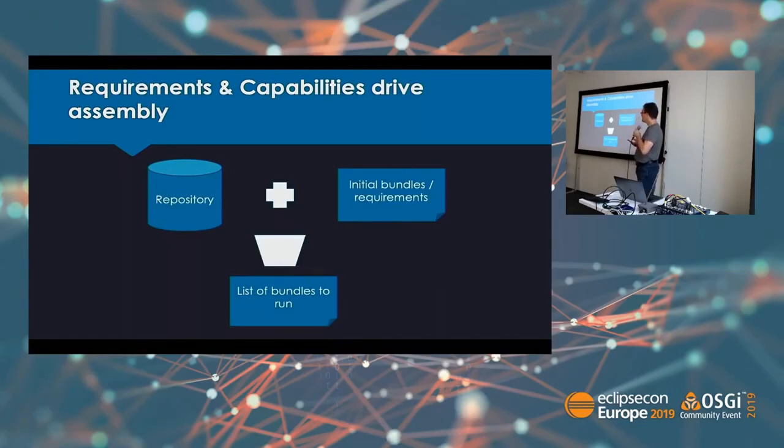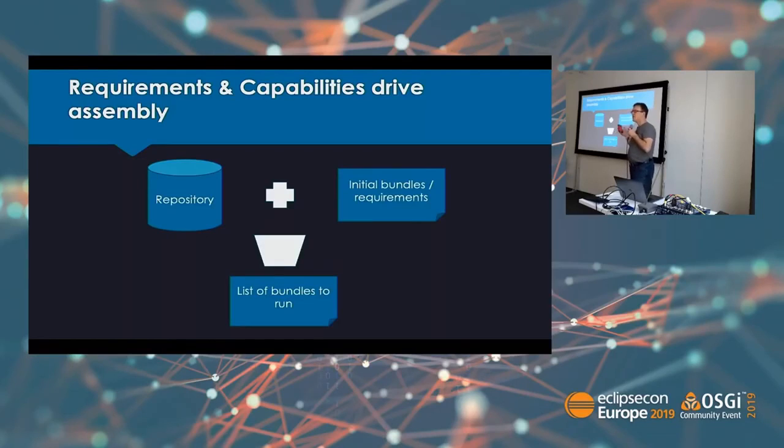And the way this works is basically with a repository. A repository is a list of bundles that might be installed. And then you have initial requirements. You say, for example, in my example code, I just put my bundle there and say, I want this bundle to run and everything it needs. Then you let the resolver work on that, and it takes as many bundles as needed out of the repository into the list of bundles to start, so your application is working.